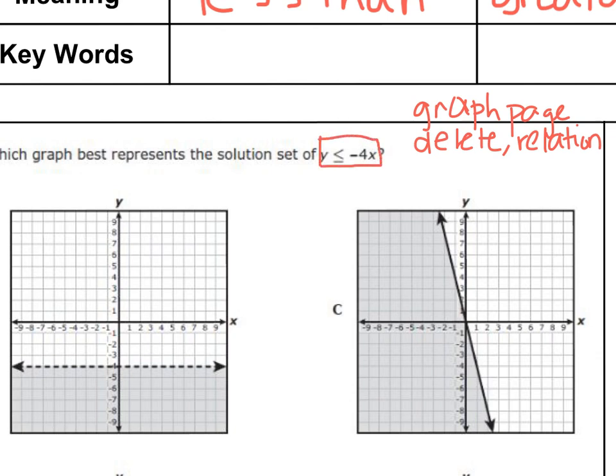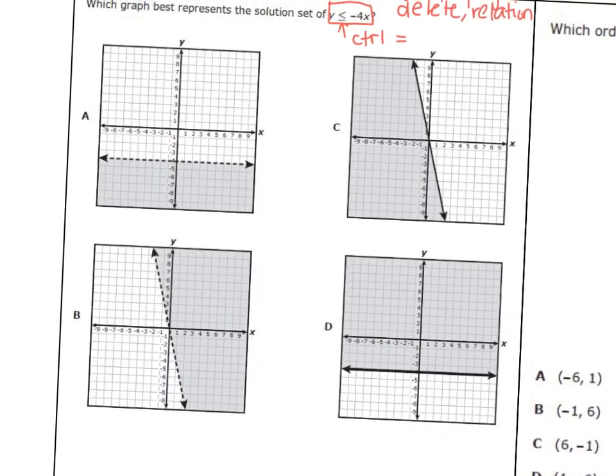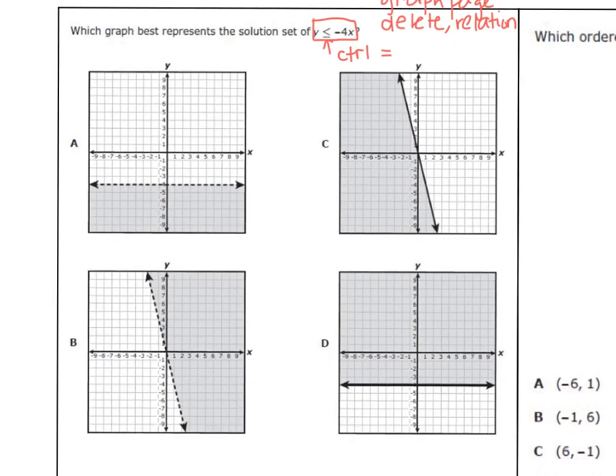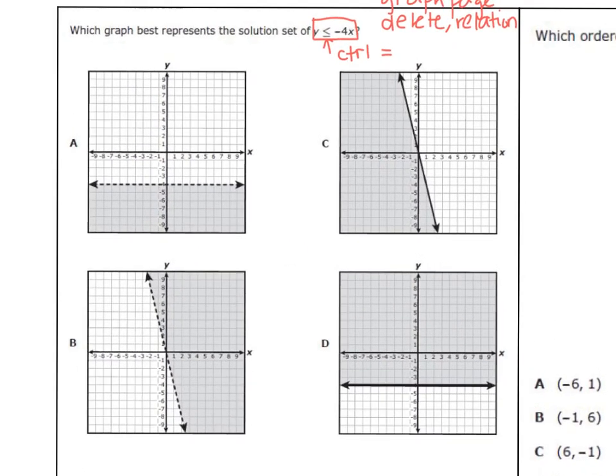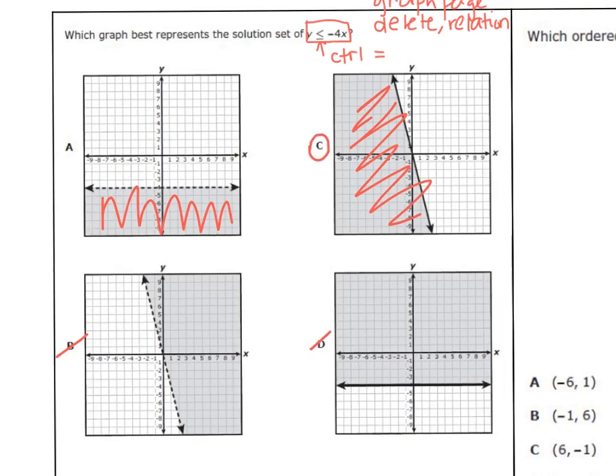Y is less than or equal to negative 4x. In order to get these symbols, you're going to press Control and then the equal sign. So once you do that and graph it, you're going to see that it's less than or equal to, so that means it has to be shaded to the left or down from the equation. So letter B and D could not be correct. Once you graph it, you'll see that it matches letter choice C.